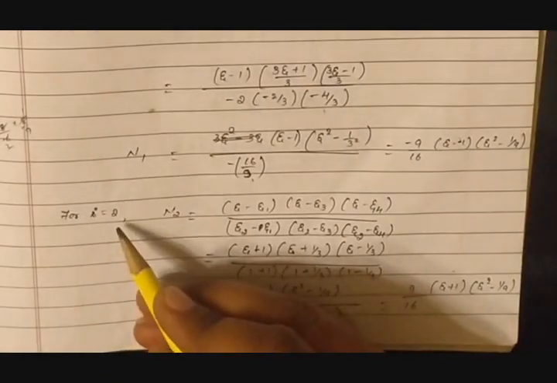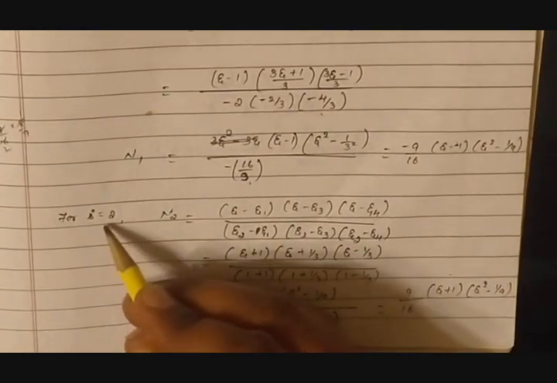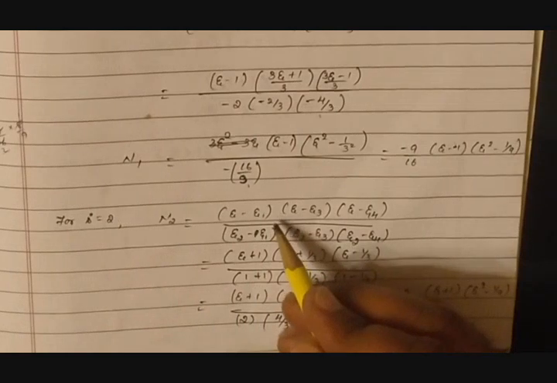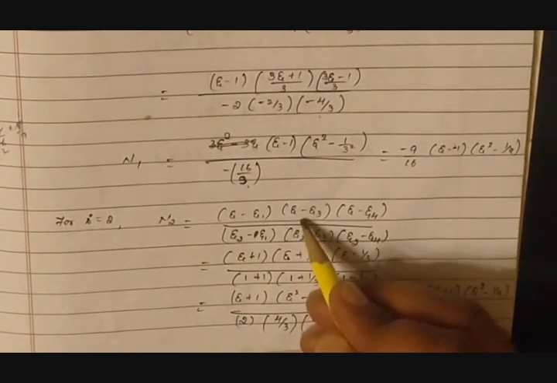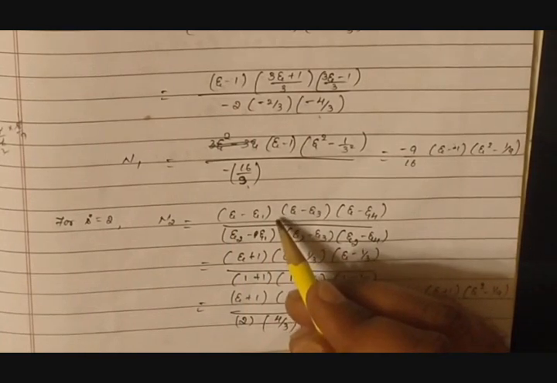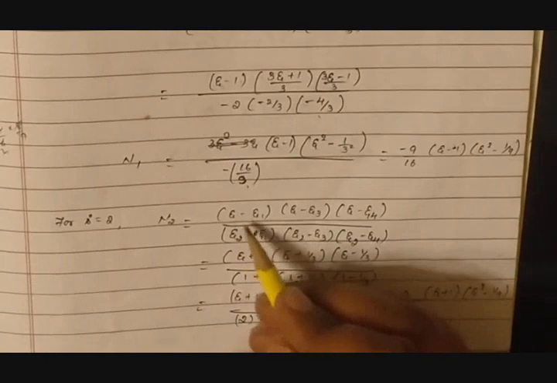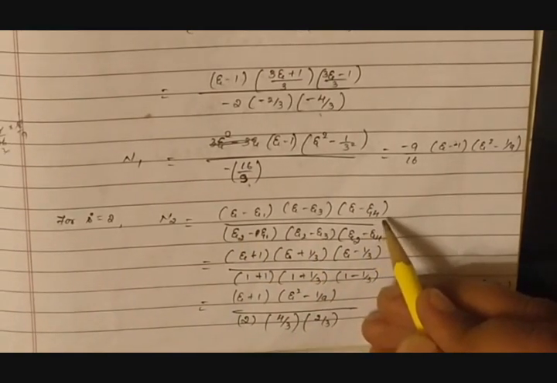So for i equals 2, N2 is equal to. I said when you're writing for the second term, just skip the second term here. That is the zeta 2 term. So here I'll have zeta minus zeta 1. Zeta minus zeta 2 is not there because if I write zeta minus zeta 2, j will be equal to i. So zeta minus zeta 1, zeta minus zeta 3 and zeta minus zeta 4.